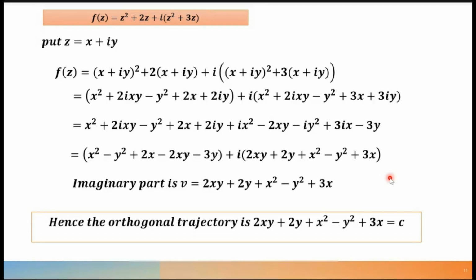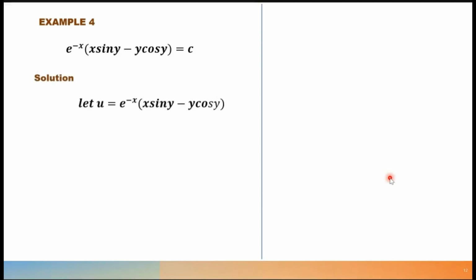Okay, so next problem. One more problem, and then the last one with the help of slope will do it. Same way, u is equal to, again as I told you, we have done many problems of similar type. So let u be equal to this.